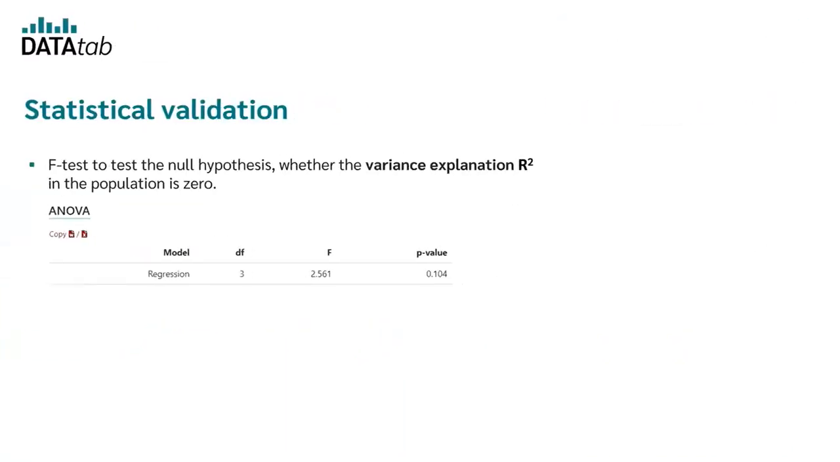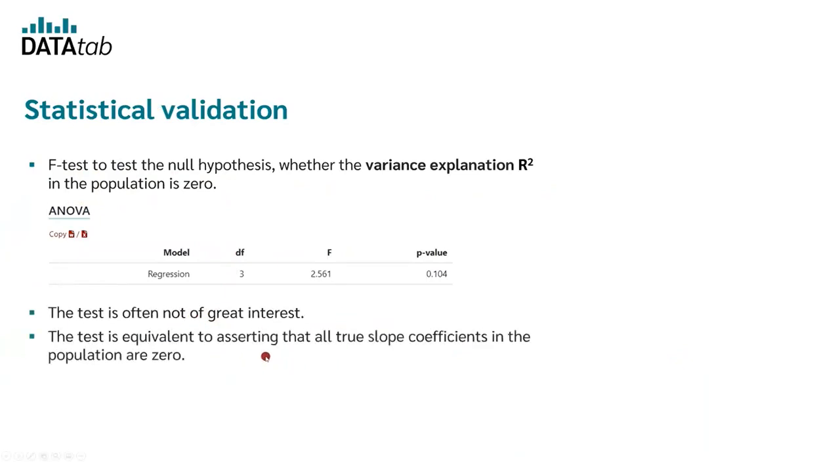So next, this table is displayed. Here, the so-called F-test is calculated. The F-test tests the null hypothesis whether the variance explanation R squared in the population is 0. This test is often not of great interest. The test is equivalent to asserting that all true slope coefficients in the population are 0. So B1 is 0, B2 is 0, and up to Bk is 0.